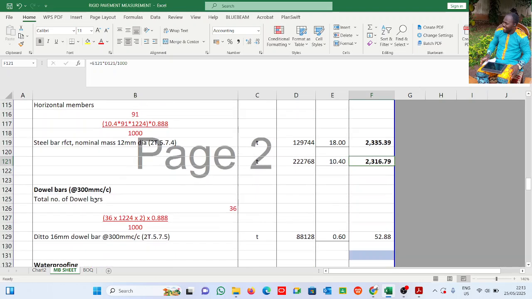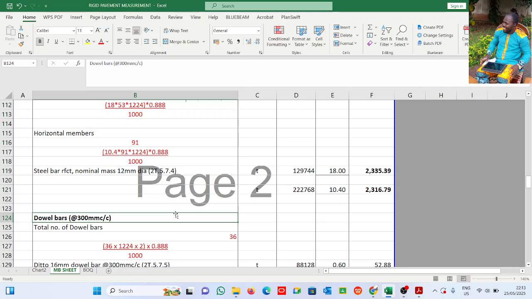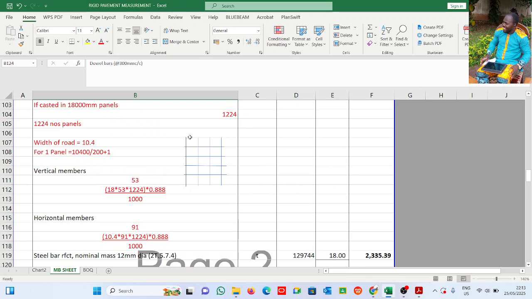Now remember we said that we're done with the reinforcement for that. Now we have dowel bars. Now remember we said the concrete is being cast in panels. Now between one panel and another panel, there must be a connection. So we call them dowel bars. That is, this is one panel. If I'm having another panel here, something should connect between this and this. And the space you fill with expansion joint filler or something. Now this is what we have. So the dowel bar connects this to this.